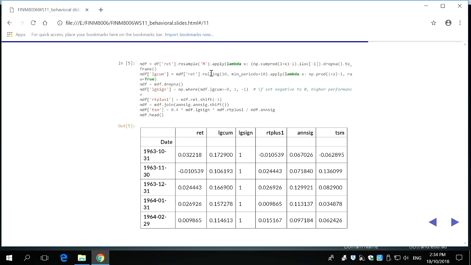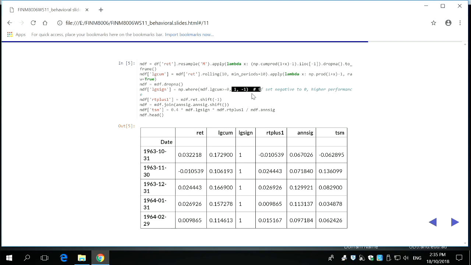And then I calculate the rolling 10 months return with the cumulative return formula, because it's 1 plus r times 1 plus r, etc., minus 1. And then with this lag cumulative return, I can determine the sign of the lag return. It's either positive 1 or negative 1, depending on whether it's positive or negative. Okay?